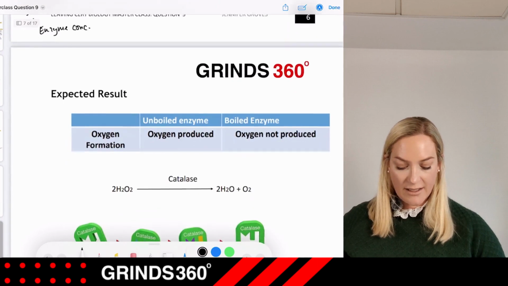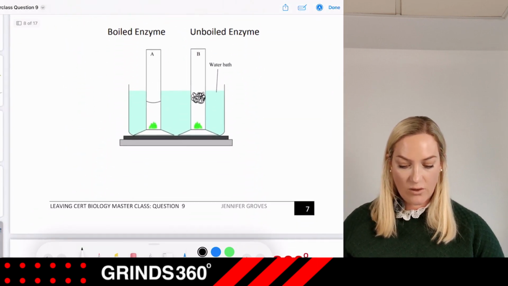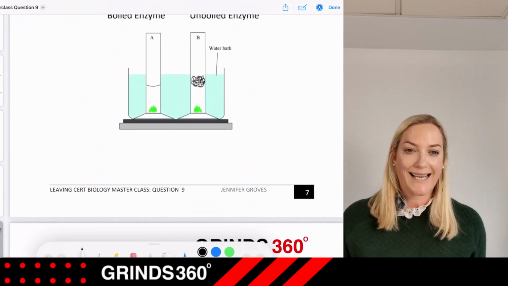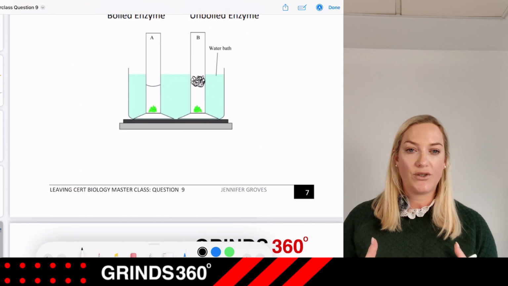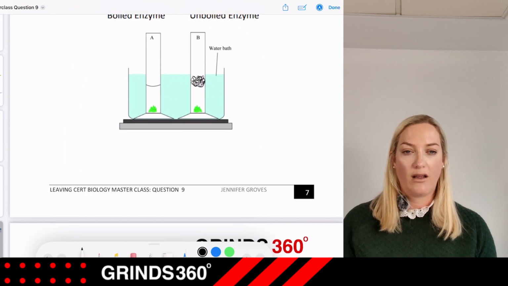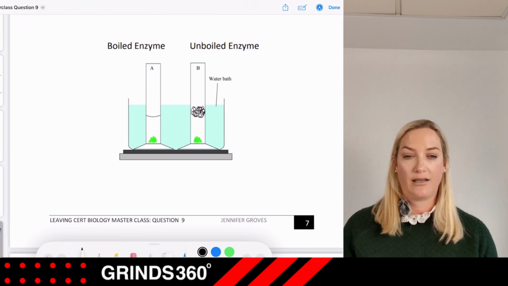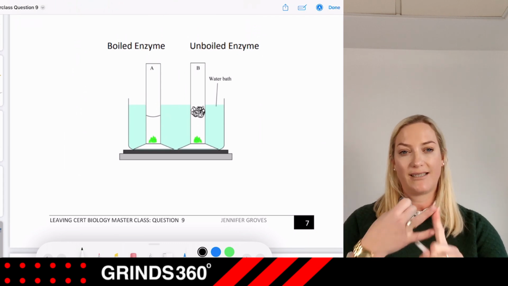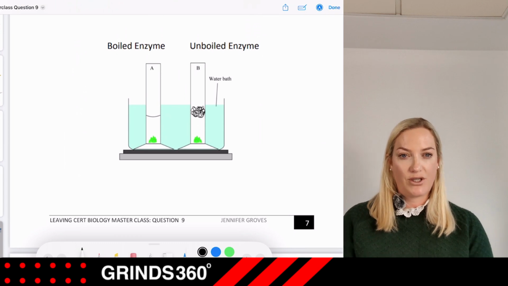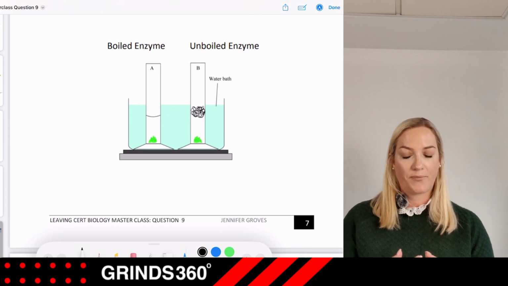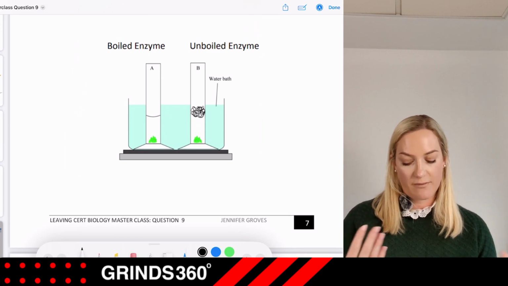And then this diagram is here. So your boiled catalase did not produce any oxygen or water. Your unboiled catalase had all the ideal conditions. It had a correct pH, the correct temperature. So it did produce oxygen and water visible as foam.